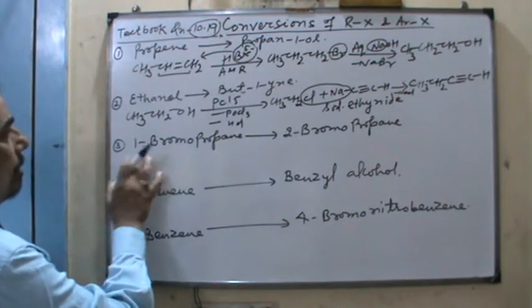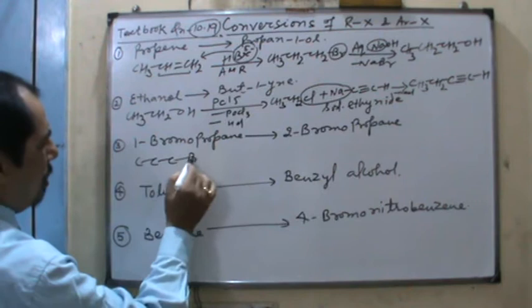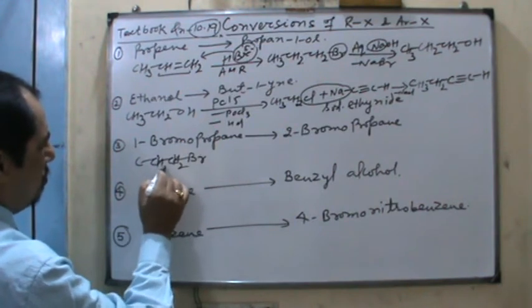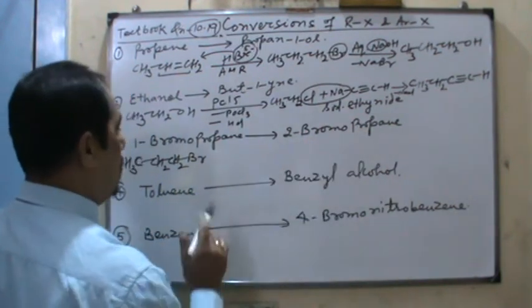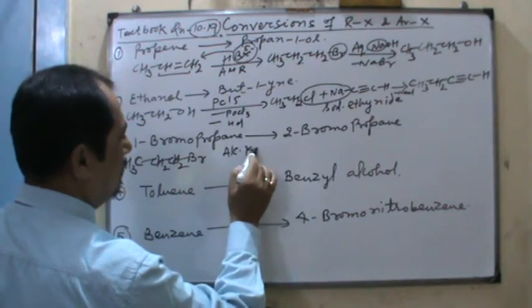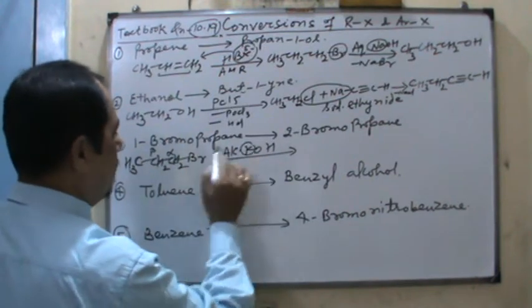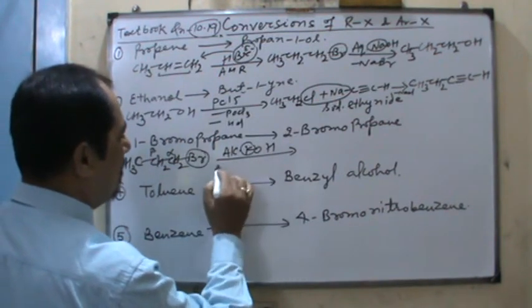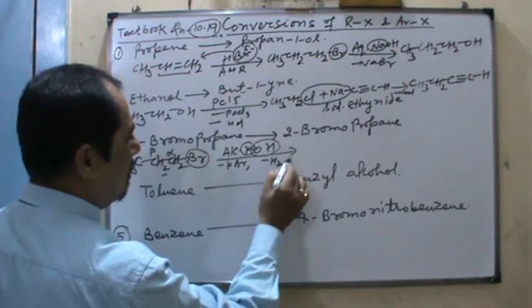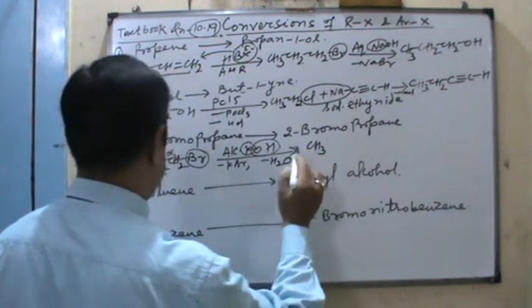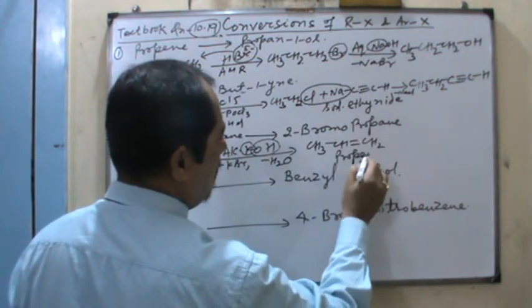Next is 1-bromopropane to 2-bromopropane. First write the bromo at the one position, 1-bromopropane, then write here 2-bromopropane. This is alcoholic KOH, with alpha and beta hydrogens. Because we need the alkene, minus KBr, minus water. What is that? CH3CH=CH2, which is propene.